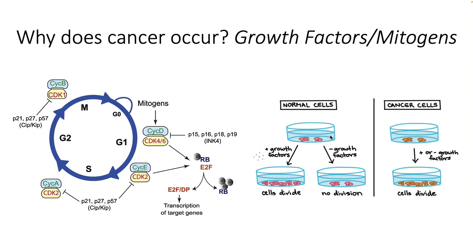But an example of how cancer cells are essentially a dysregulation of the cell cycle is normal cells. If you give them these mitogens, the cells will divide. But if you don't give them the mitogens, then you'll get no cell division. But in cancer cells, it doesn't matter if you give them the mitogens or you don't, the cells will divide anyways. And that's because this regulation of the mitogens is dysregulated.